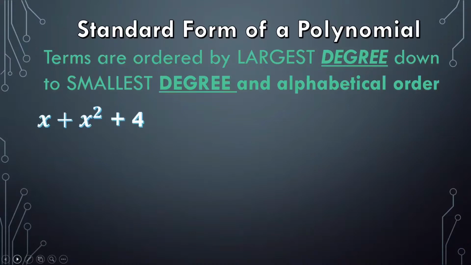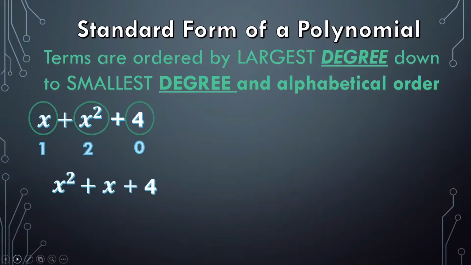So if I take a look here, I already know what the degrees of each of these are, okay? But I need to focus. This x has a degree of 1. This has a degree of 2. And this has a degree of 0. I need to now take the largest degree and reorder this polynomial. So x squared would come first, then x, then 4. That is now in standard form.